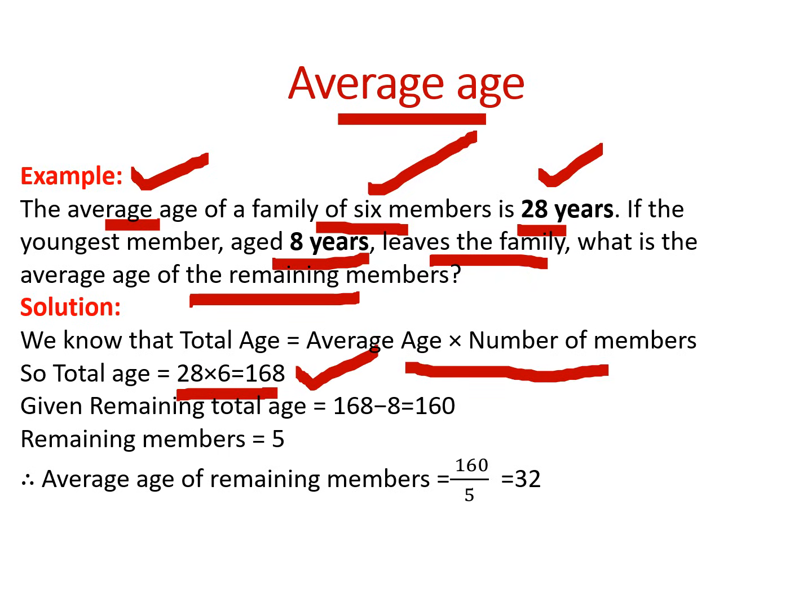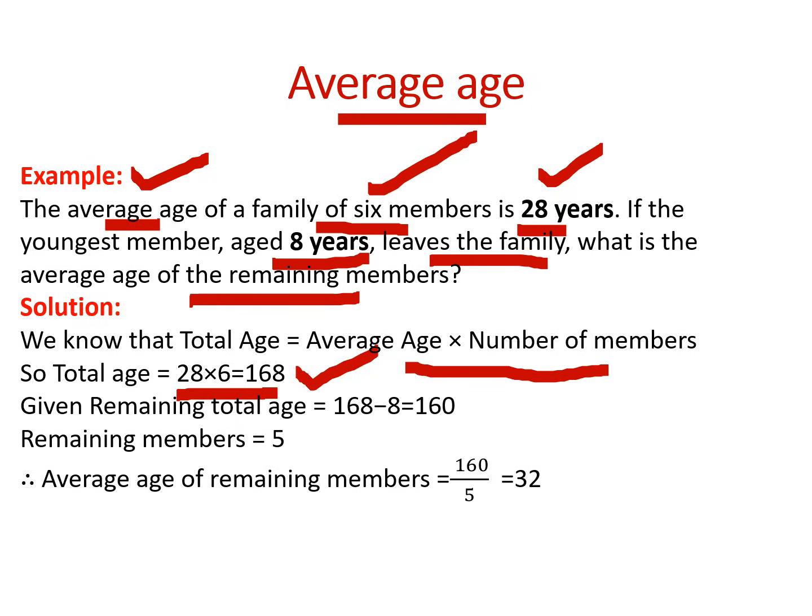Now, the youngest member, whose age is 8 years, leaves the family. So, remaining total age will be equal to 168 minus 8, which is equal to 160 years. Here, we subtract 8 from the total age.